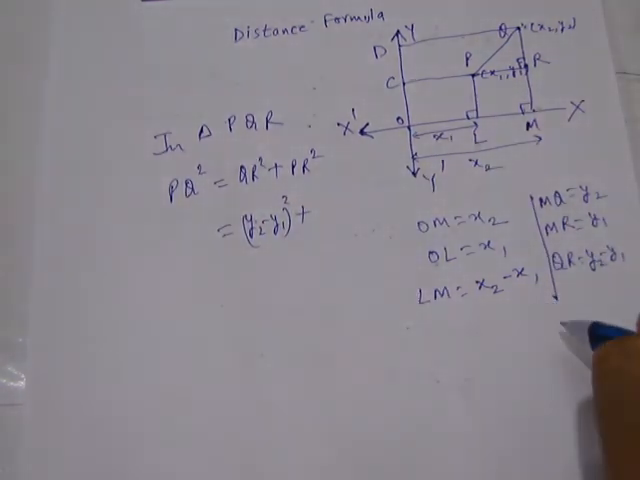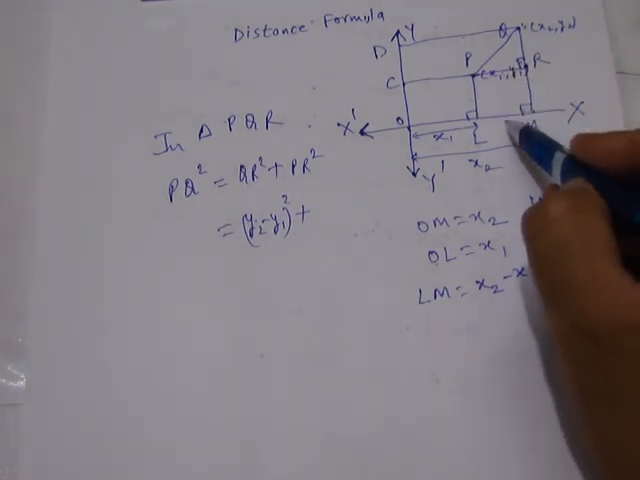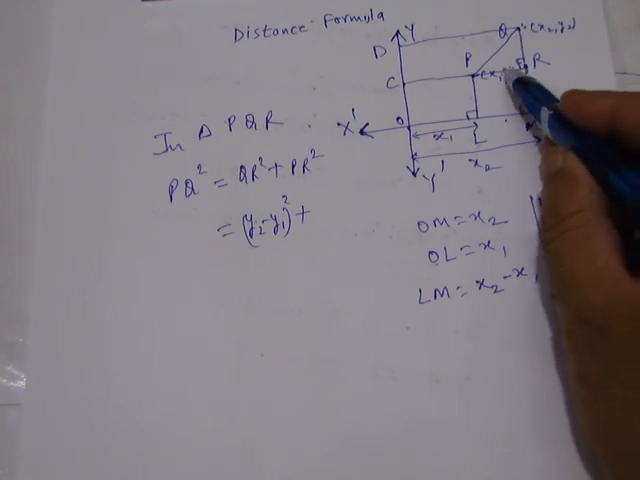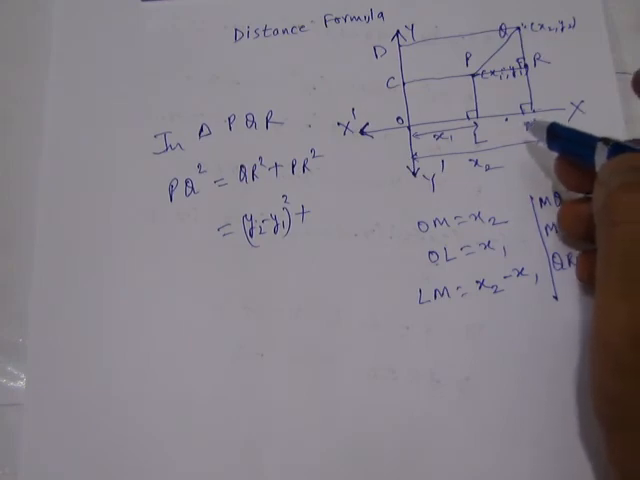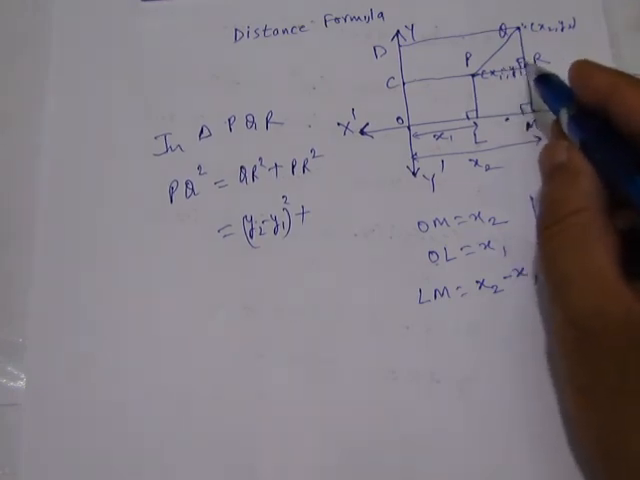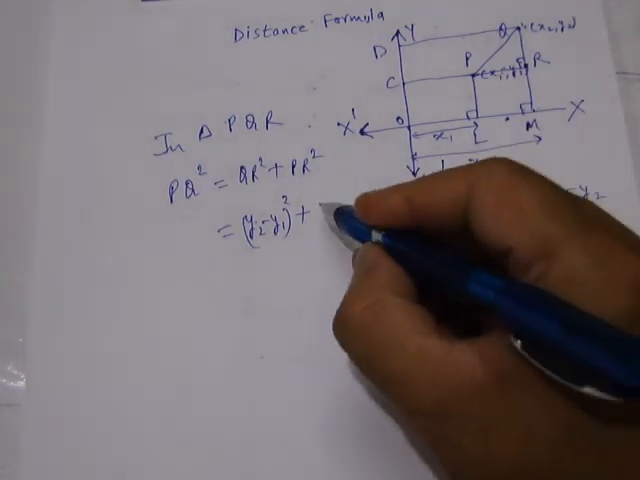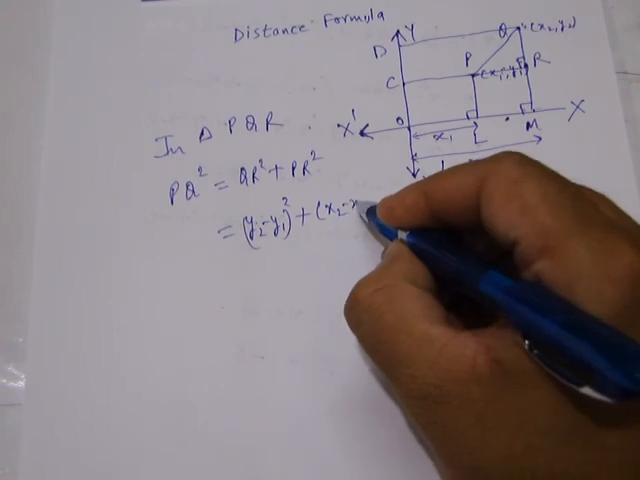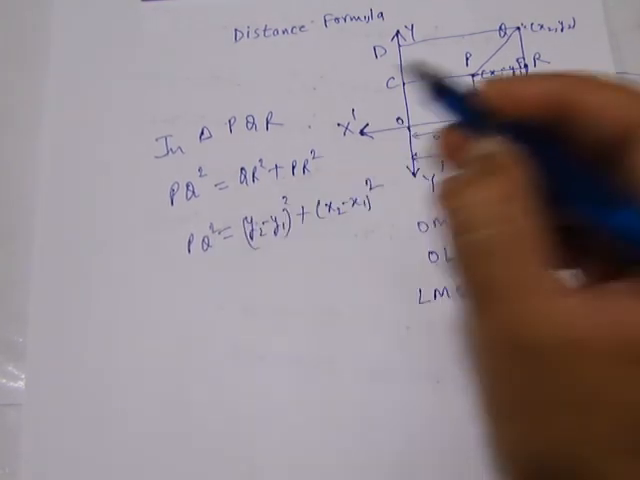And what is PR? PR is the same as LM. LM and PR are the same because this is a rectangle and in a rectangle opposite sides are equal. So in place of PR we can write LM. What is LM? LM is x2 minus x1. So in place of this we can write x2 minus x1 whole square. And this is your PQ square.